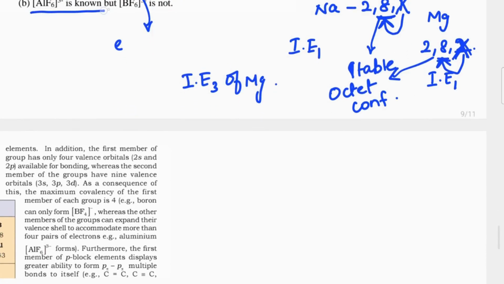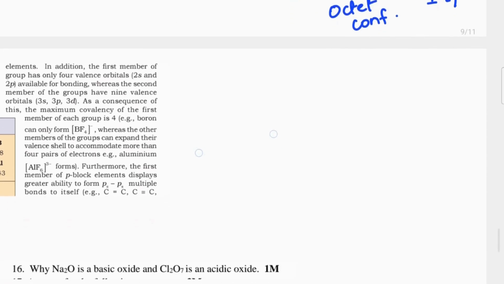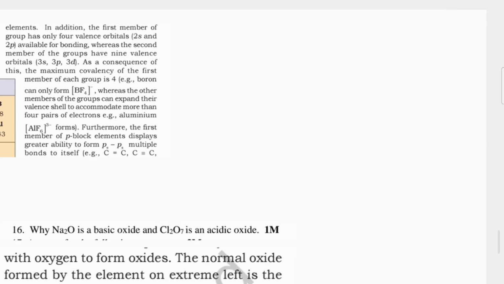Okay, AlF6 3- is known, but BF6 3- is not. AlF6 3- is known, but BF6 3- is not. For this question, the answer is also there in NCERT. The first member, like boron and aluminium, they are comparing. So boron belongs to period number 2, aluminium belongs to period number 3.